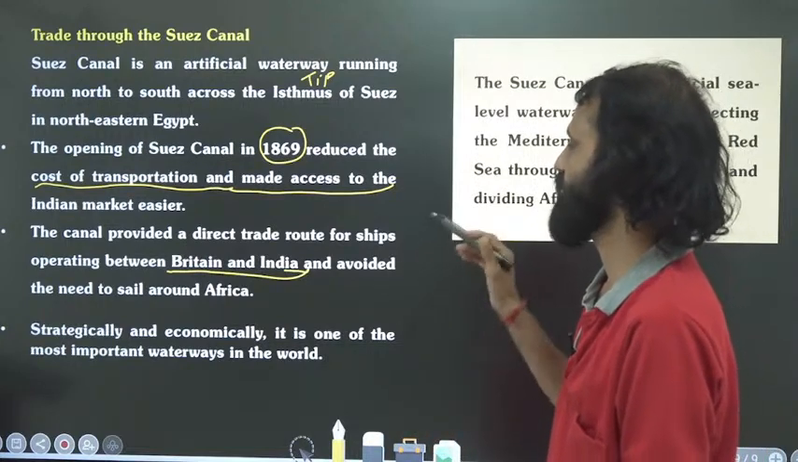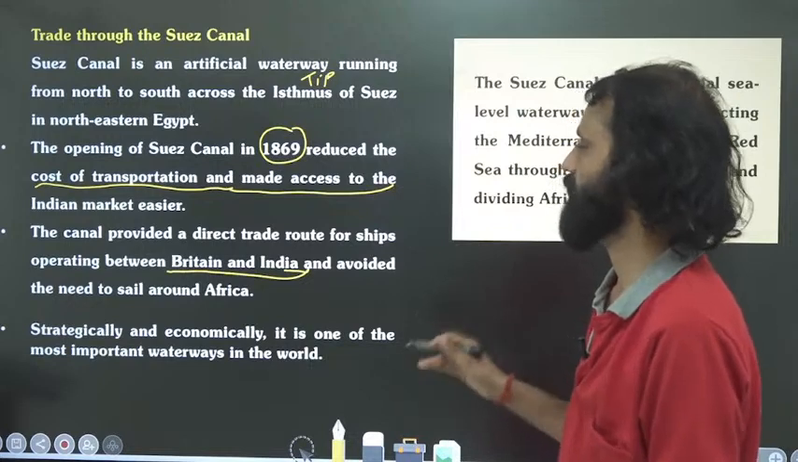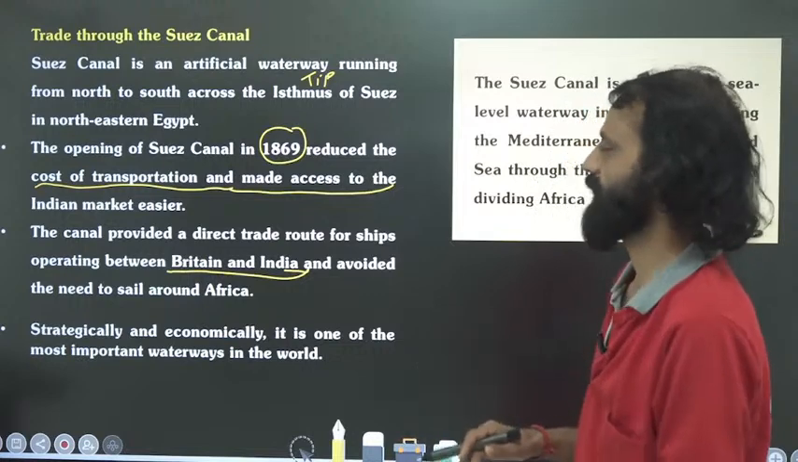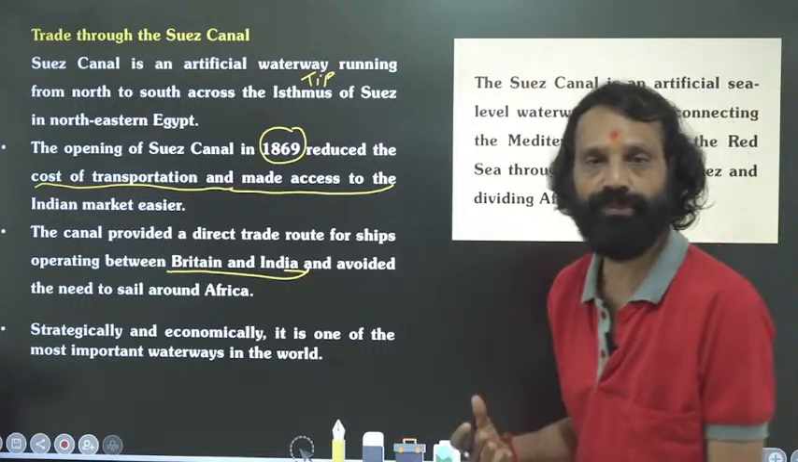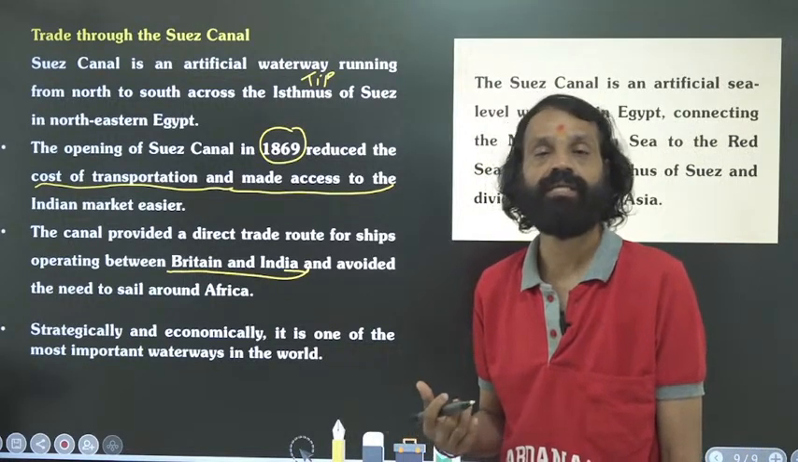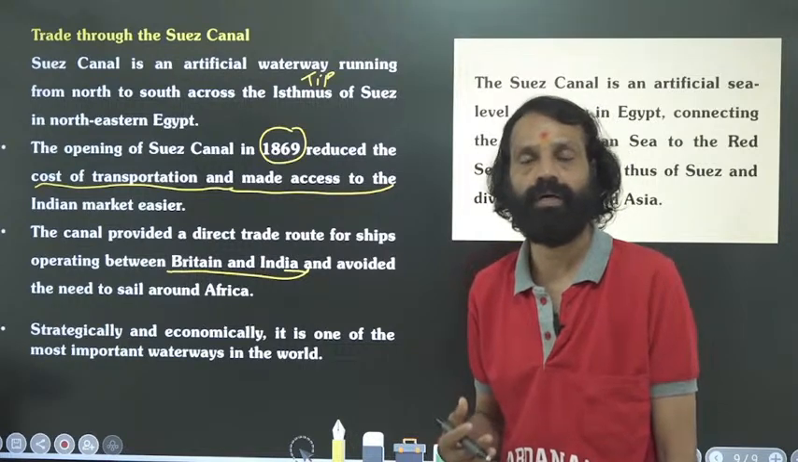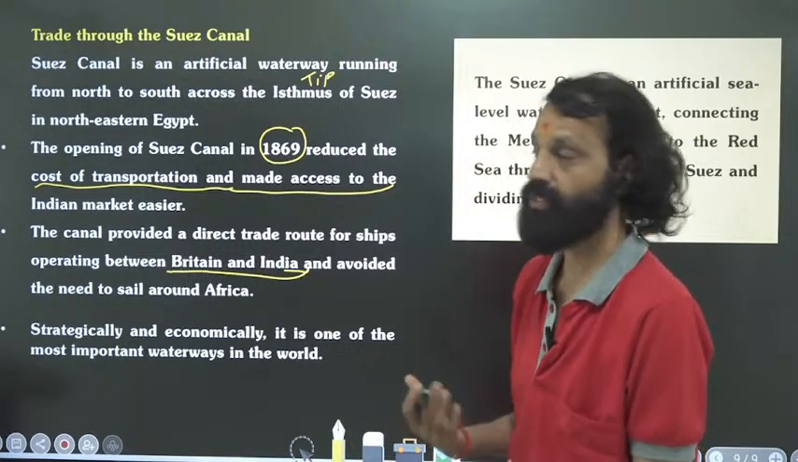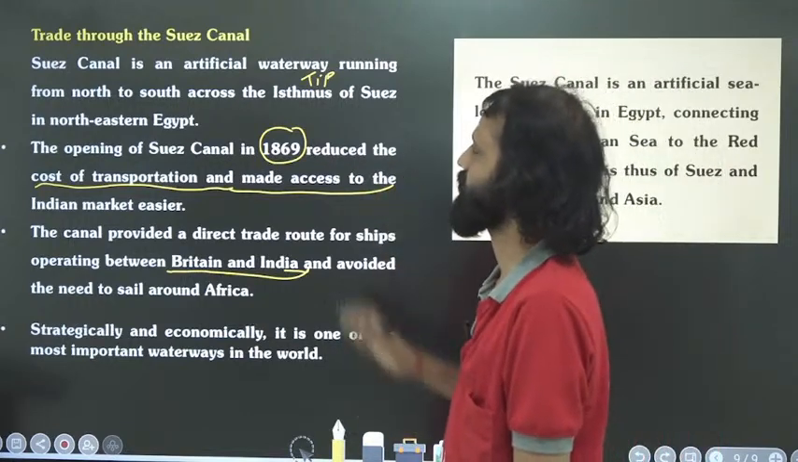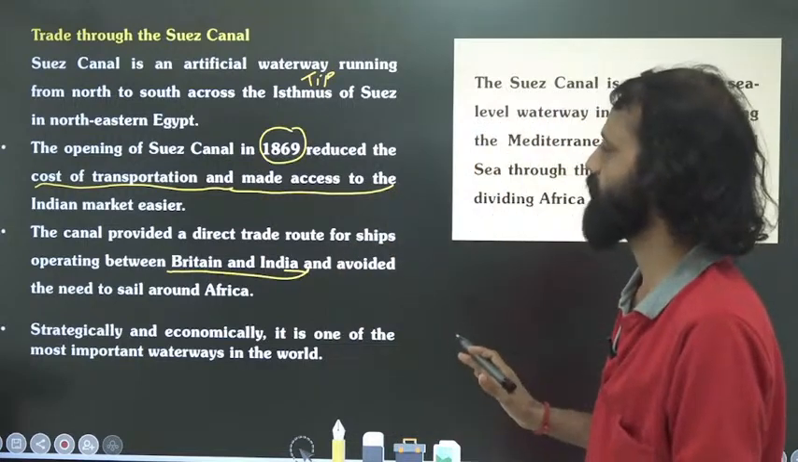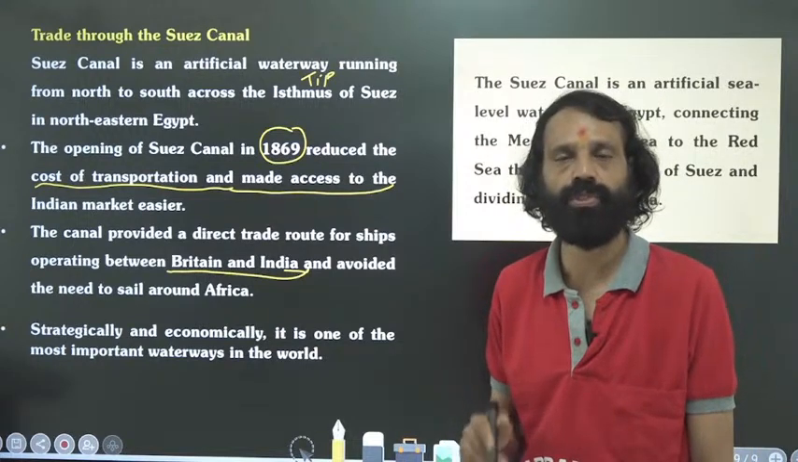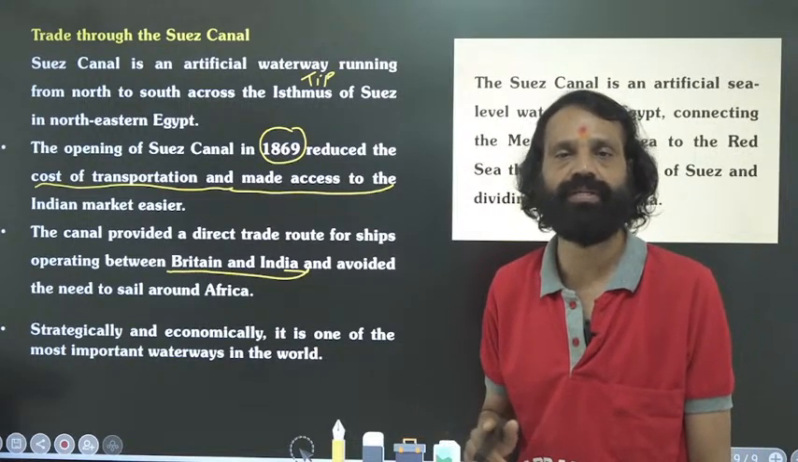After the opening of this canal, Britain could save time and money. So it was easy for them to take more raw materials from our country to their country, and more finished goods from their country reached India very easily through the Suez Canal, so that they could save time and money. That is what we have studied in this lesson. I trust you remembered all these points. I request you to go through the lesson once more and understand it properly.